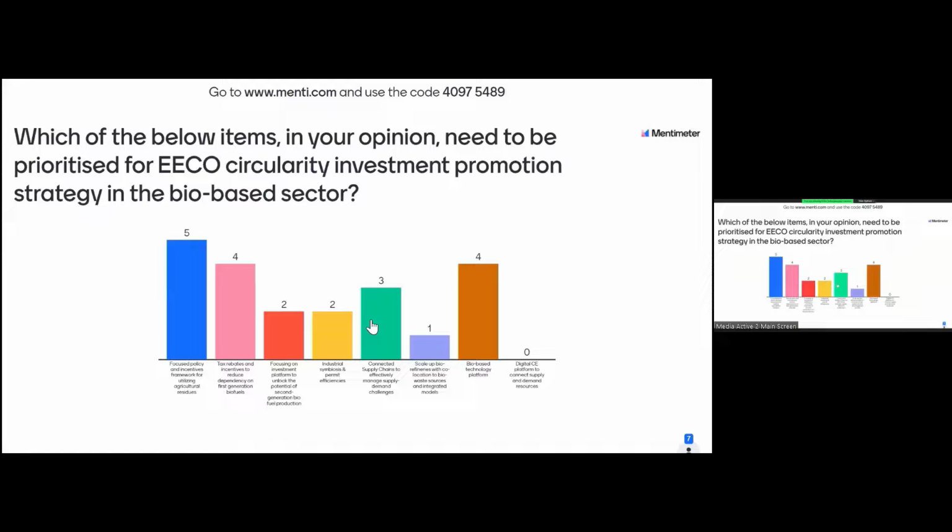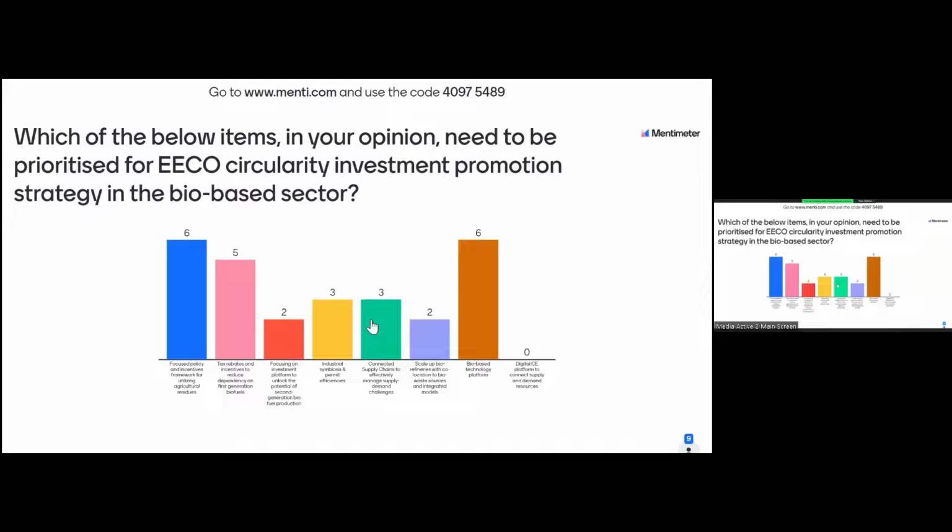First, as we discussed, is the focused policy and incentive framework, tax rebates, focusing on investment to unlock second generation feedstock production, industrial symbiosis, connected supply chains, scaling up biorefineries, a bio-based technology platform, and a digital circular economy forum. Which of these do you think would be most critical to enable circularity for EEC? Please give us your votes because this will form the basis of our action plans as well.